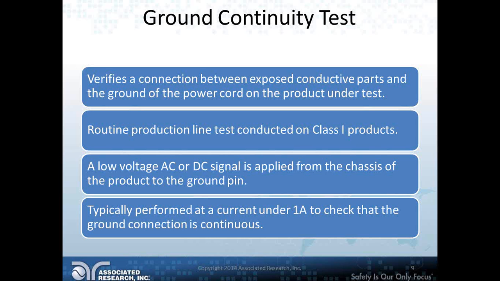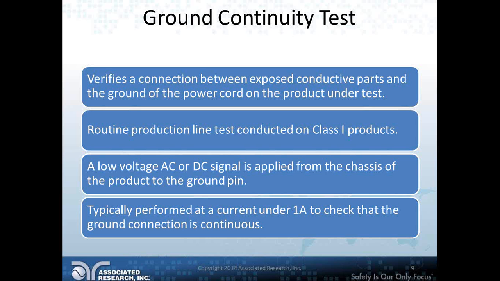So the ground continuity test verifies a connection between exposed conductive parts and the ground of the power cord on the product under test. Now remember, for those of you who were not able to attend our previous webinar, we did mention how electronic products are classified under class 1 and class 2 type products.